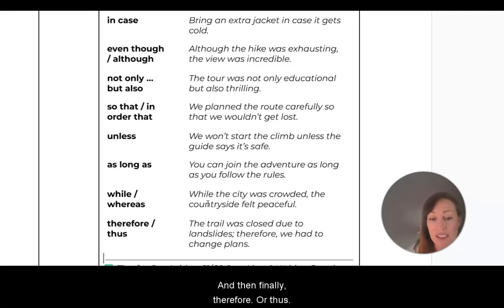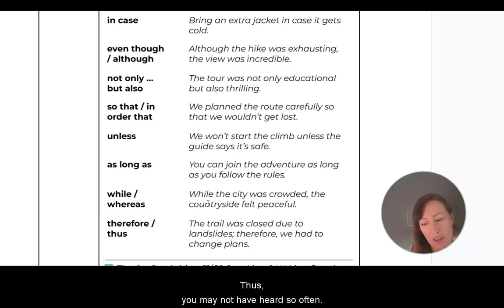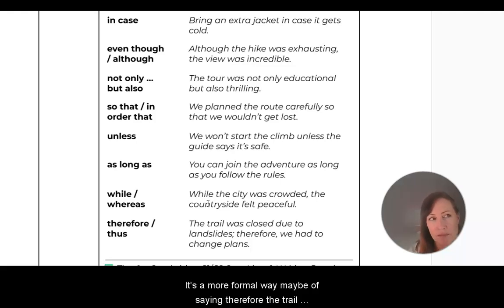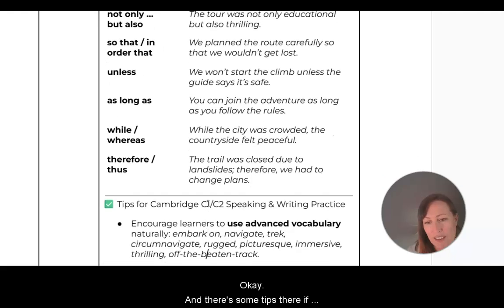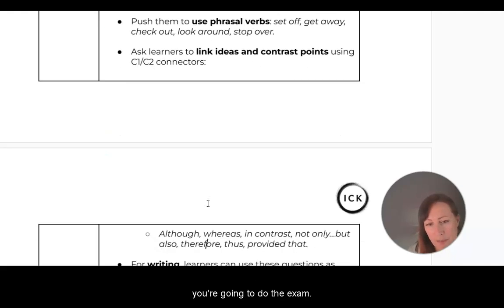And then finally, therefore or thus. Thus you may not have heard so often. It's a more formal way, maybe, of saying therefore. The trail was closed due to landslides, therefore we had to change plans. Thus we had to change plans. It's the same. Por lo tanto. Okay, and there's some tips there if you're going to do the exam.